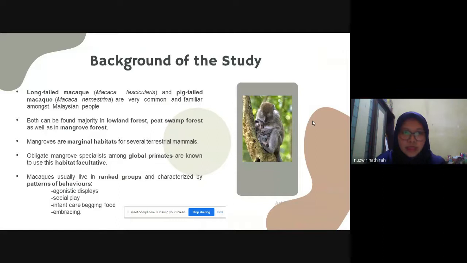Long-tail macaques and pig-tailed macaques are very common and familiar amongst Malaysian people. Both can be found mostly in lowland forest, peat swamp forest, as well as in mangrove forest. Mangroves are marginal habitats for several terrestrial mammals. Obligate mangrove specialists among global primates are known to use this habitat facultatively. Macaques usually live in ranked groups and are characterized by patterns of behavior such as agonistic display and social play.